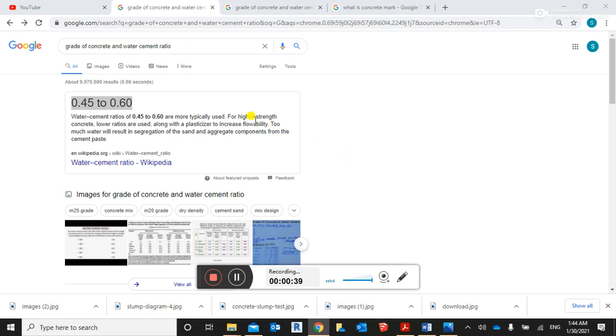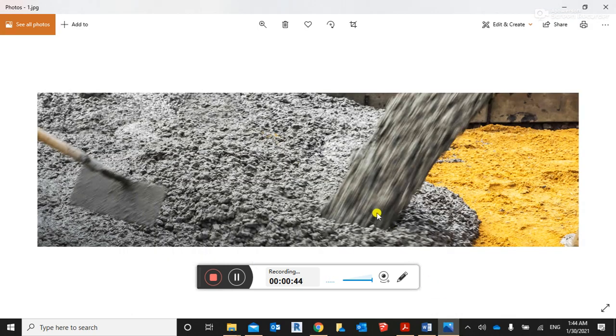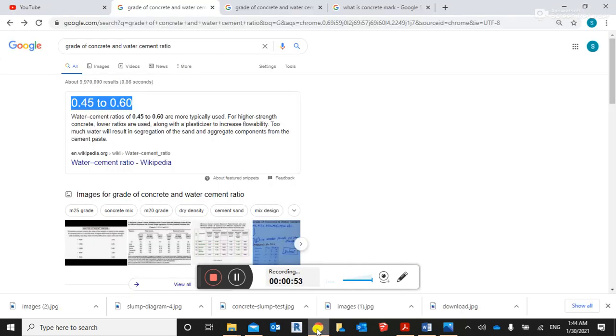The ingredients of the concrete are cement, sand, aggregate, water. That forms a concrete.